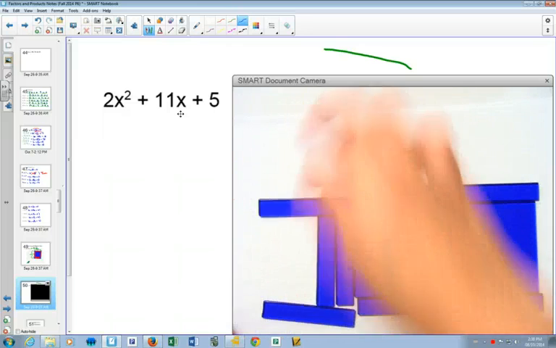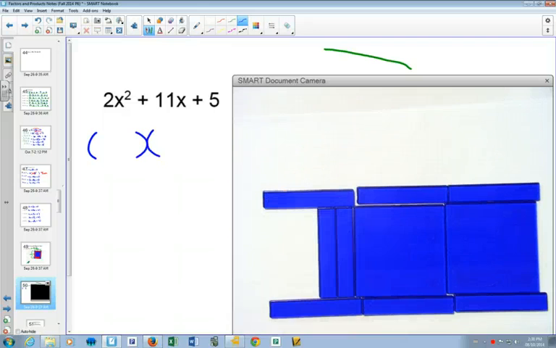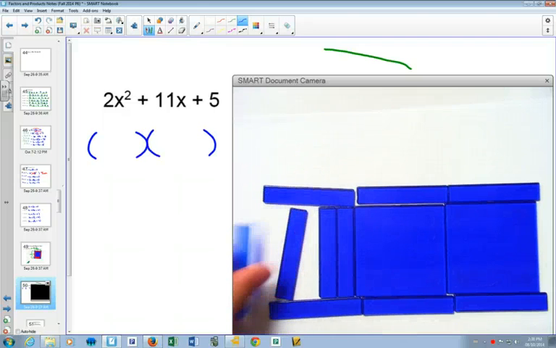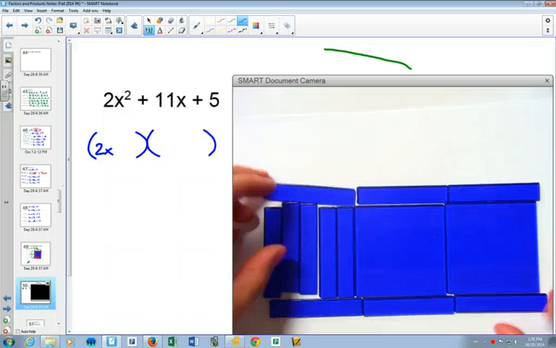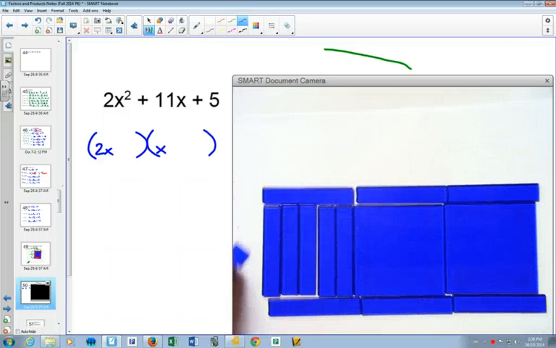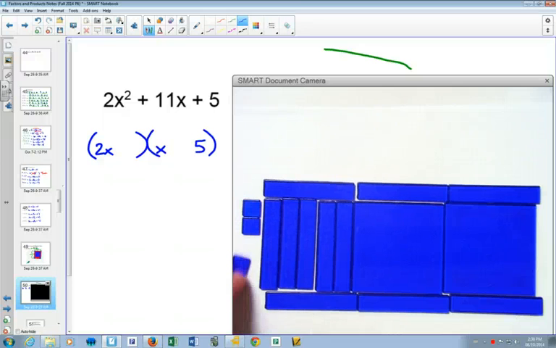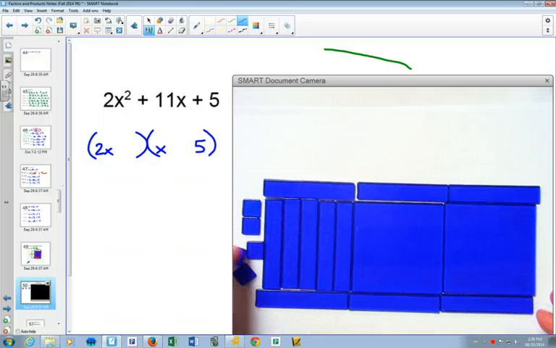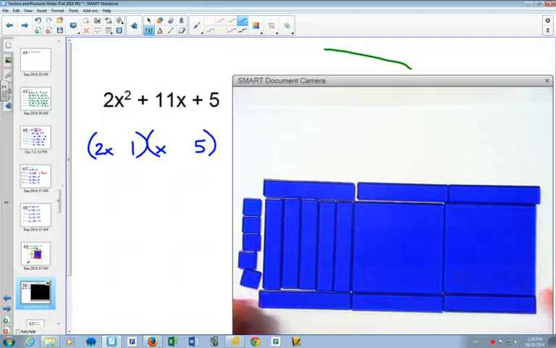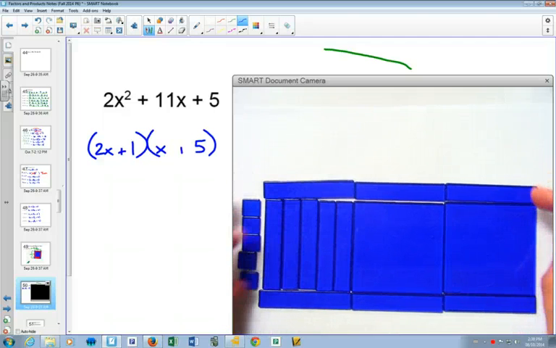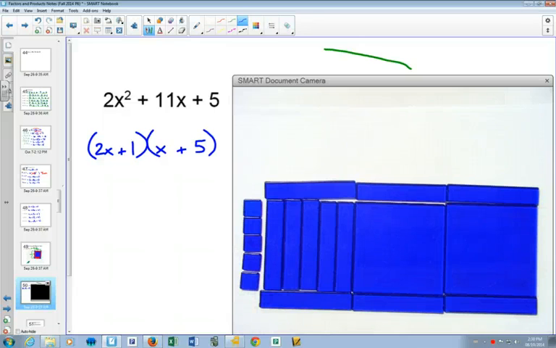Oh, yeah. What has to be here? 2x and x, right? But then I have 5. 5 has to be here, 5 and 6, and 1 here. Because then my outside's 10. My inside's 1. Okay. Now that you see the answer, can you build it?